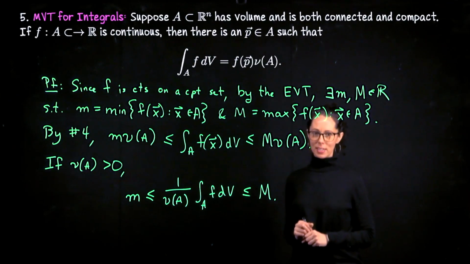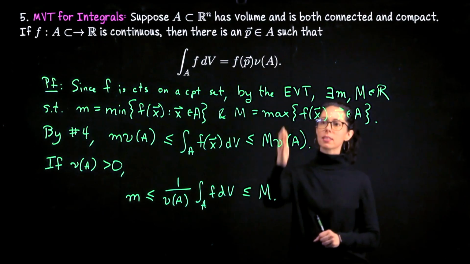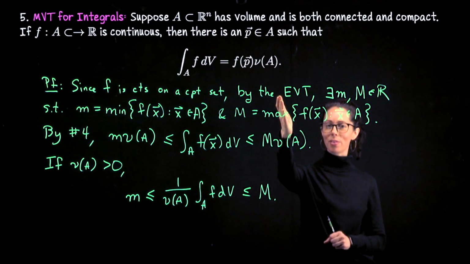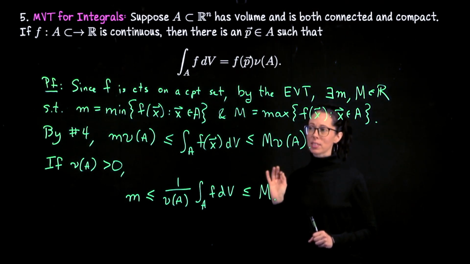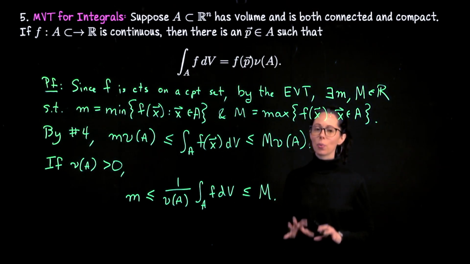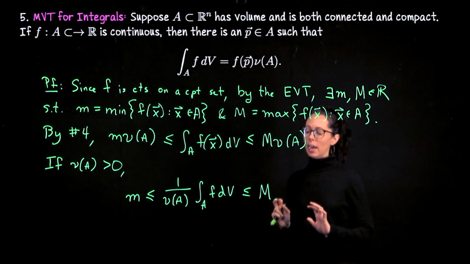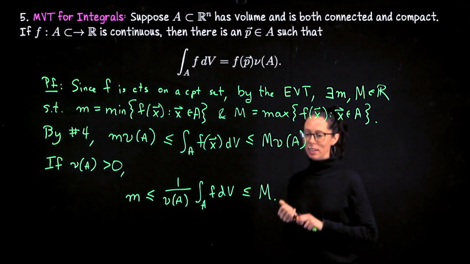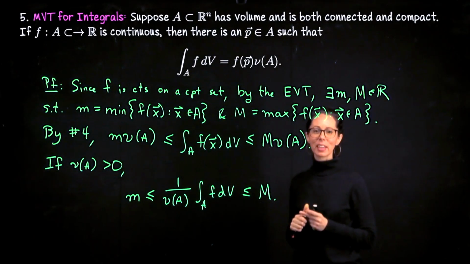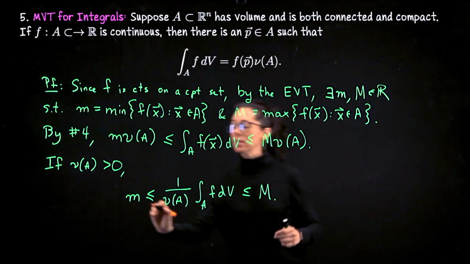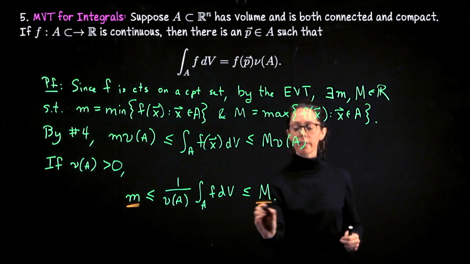The fact that f was continuous on a compact set gave us the EVT, the extreme value theorem. Now we're going to use that f is continuous on a connected set with a different but similarly named theorem. That's the intermediate value theorem. And I think it's a little harder to see it immediately when you look at this inequality, but remember, this is a function output. This is another function output.